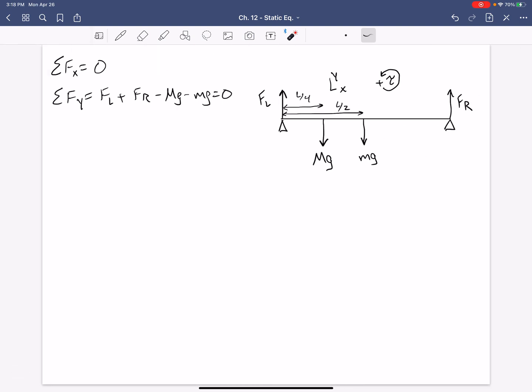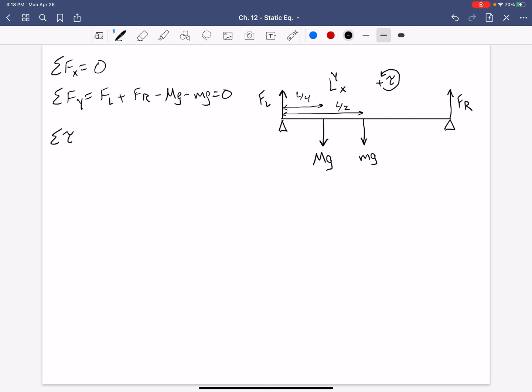So I've copy pasted that free body diagram. I've added some distances here, right? The block, its weight is acted at L over 4 from the leftmost edge, and the beam, because it's of uniform mass distribution, it's even constant density, its weight is acted at the center. In other words, L over 2 from the edge. Okay, so now let's do the torque. Let's calculate the torque from the rightmost edge. Okay, see what we get.